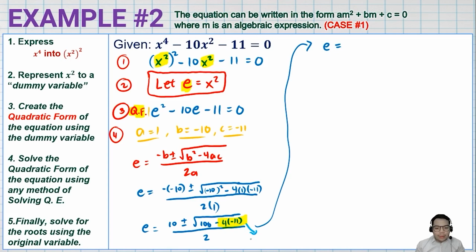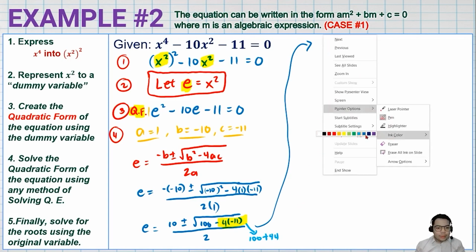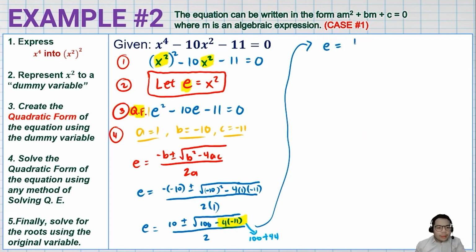So, dapat, ang magiging itsura na niyan is 100 plus 44. Kasi negative 11 times negative 4 is positive 44. So, 100 plus 44 na siya. So, dito, simplify natin. So, ang itsura na dapat ng equation mo ay 10 plus minus square root of 100 plus 44 is 144 all over 2. So, yun na. Pasimple na ng pasimple equation natin.